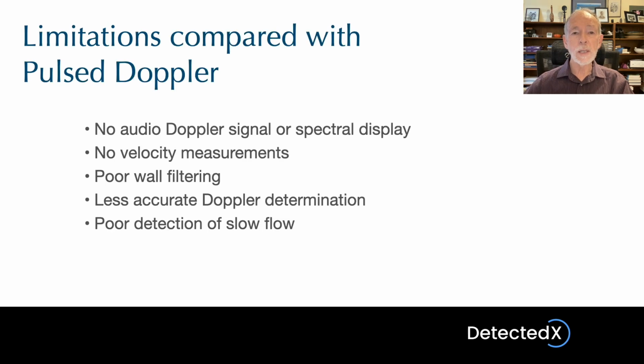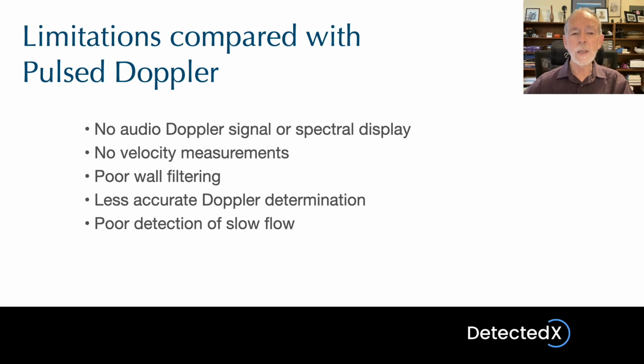One of the things that it's important to understand is the limitations of Colour Doppler when you compare it with pulse Doppler. So there is no audible Doppler signal. There's no Doppler signal you can listen to. There is no spectral display. So you don't have the usual tools that you're familiar with from the other kinds of Doppler. There are no velocity measurements. The wall filtering is not as good in Colour Doppler as it is in pulse Doppler because, again, of the small amount of data that the machine has to work with.